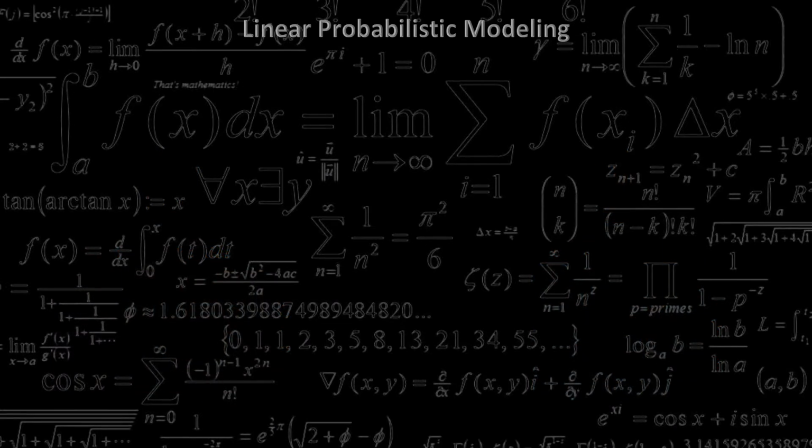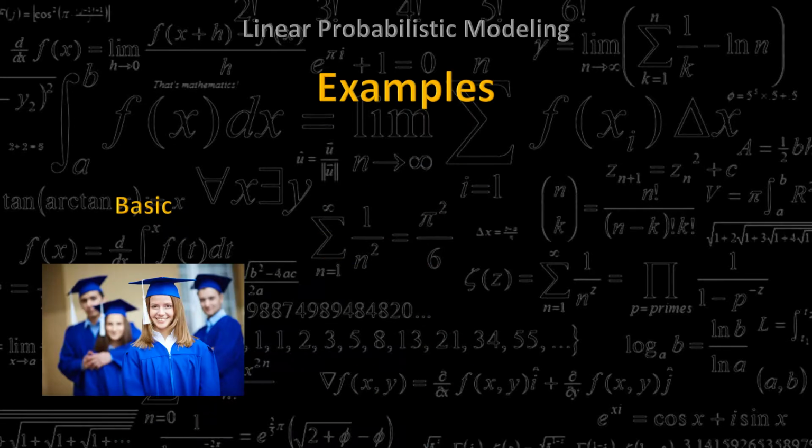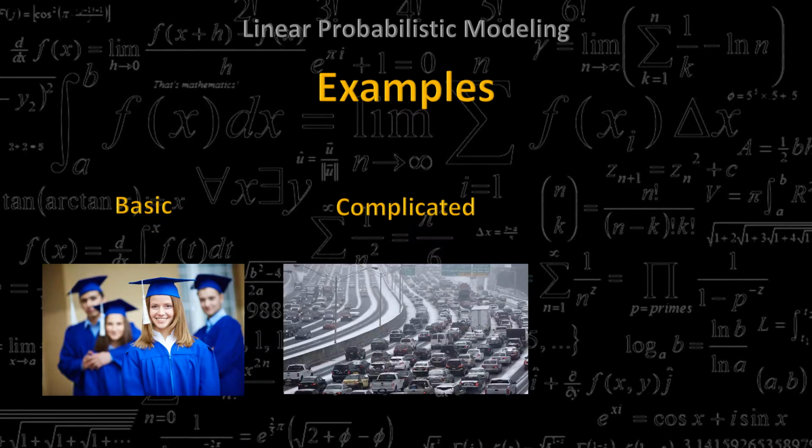Examples of the linear probabilistic modeling. Let's start with something basic like a high school student going into college. If we set the variable as the parent's income, we can calculate the probability of students going into college depending on their parents' income. We have some more complicated examples like calculating the probability of traffic on snowy days. That variable can also be a rainy day or sporting events.